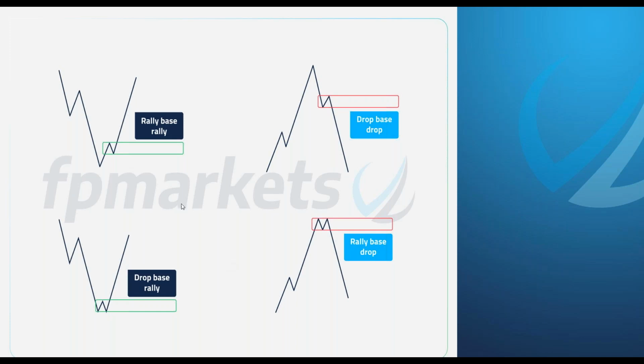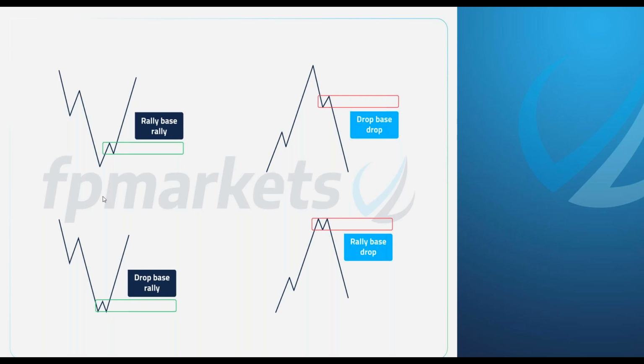As you can see on the slide, the rally base rally forms an initial move which transitions into a consolidation, which we would label as a base, and this follows through with a subsequent move to the upside. Again, the drop base drop is literally the mirror opposite of a rally base rally. This constitutes an initial drop, follows through with a base or a consolidation, and this follows through again to the downside, and this is the drop base drop. Again, guys, these are continuation patterns.